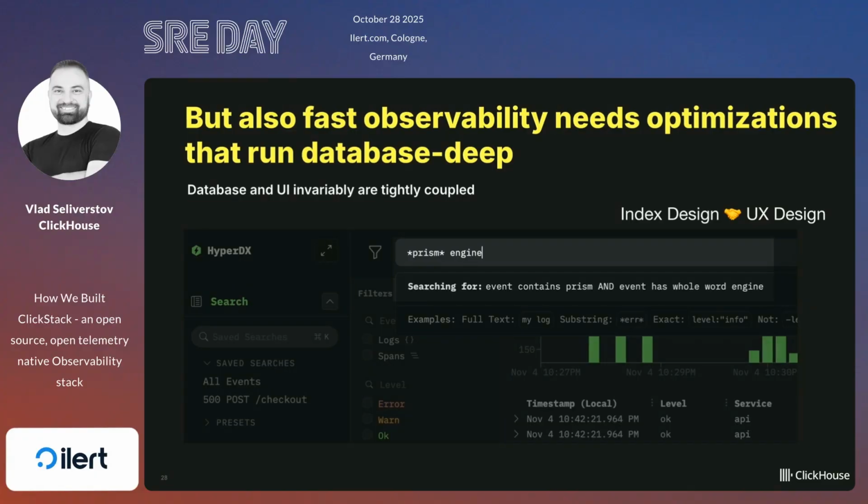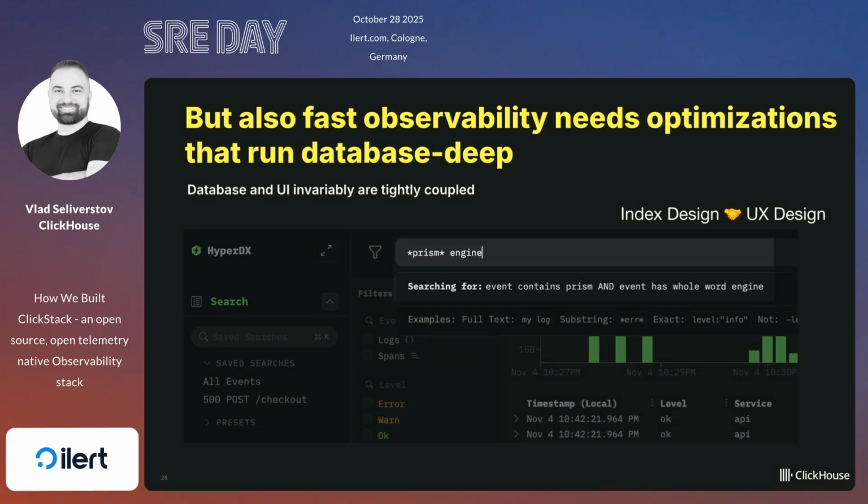But also, fast observability does need optimizations that run database deep, and we embedded it into a product and hid all this complexity from the end user. Let's say when you build up your table indexes, there are happy paths that you really want to drive users towards. One example of this: by default, when the user types a word, it will force a token search, or a whole word search. Rarely that does fail, but if it does, we make it pretty clear in app that wrapping your word in stars will do a substring search. And the English explainer that we have also makes it obvious what's happening when you're doing either one.